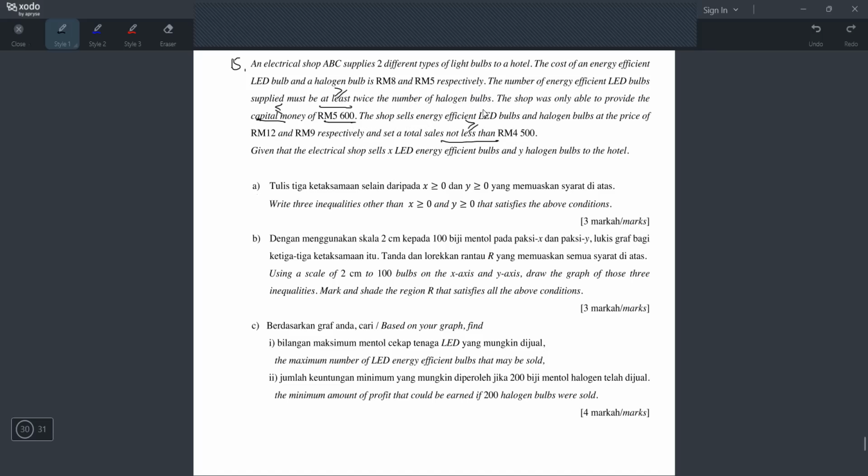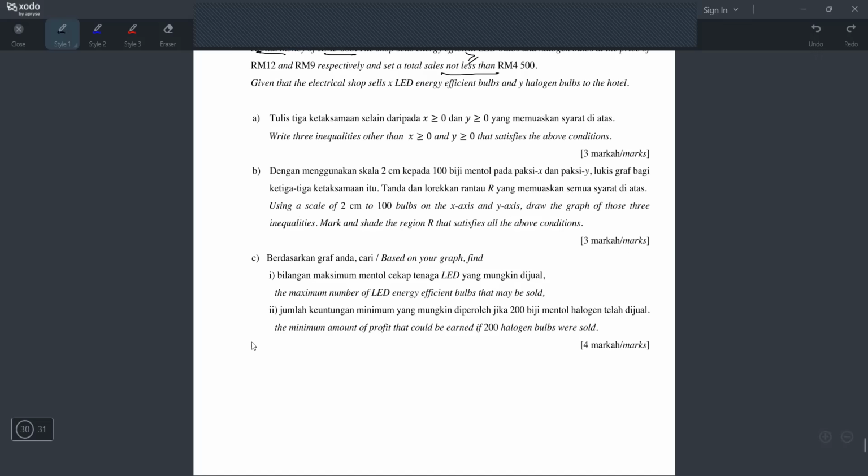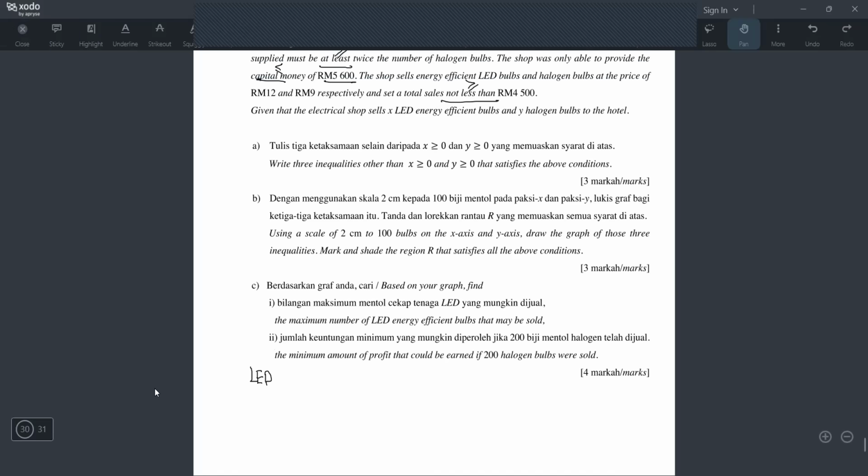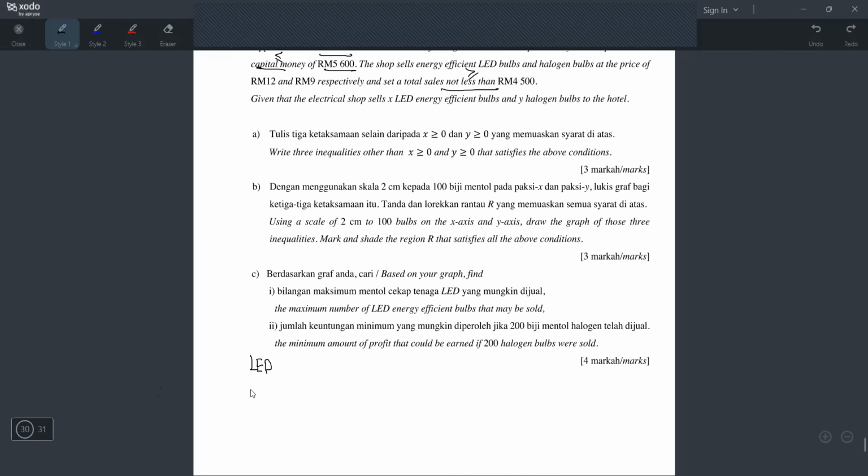Okay, everything seems so complicated, right? Because all the information is all over the place. But it's okay, because you look at the next part, it is given that the electrical shop sells X energy efficient LED bulbs and Y halogen bulbs to the hotel. It means now you know what X and Y represent. So now it's very easy already. So LED and halogen, I don't know how to pronounce it, but whatever. So LED and halogen. So LED is represented.